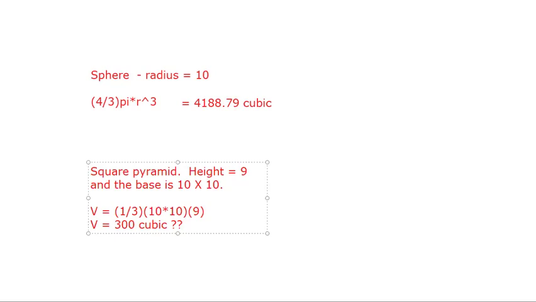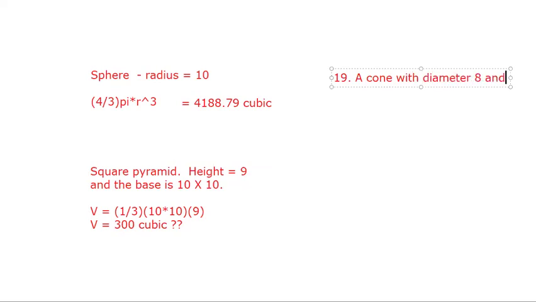Now let's look at number 19. A cone with diameter 8 and a height of 9. Number 19 just gives you words. A cone with diameter 8 and a height of 19. I think it said centimeters. Let me go back and look. A cone with diameter 8 centimeters and a height of 9 centimeters, not 19. 9.